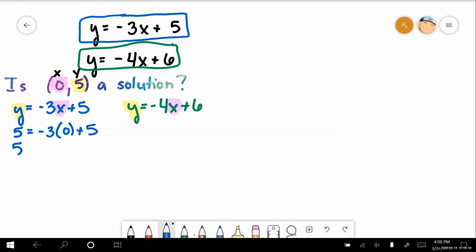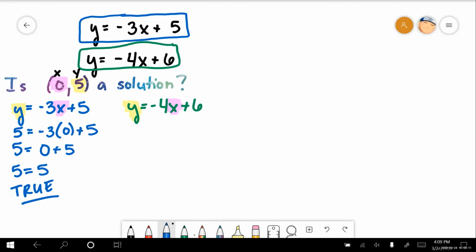Nothing's happening on the left, so that's just 5. Negative 3 times 0 is 0. 0 plus 5. So now I've got 5 equals 5. And I know from my training last semester that 5 equals 5 means true. So far, so good. This is a solution to one of the equations. Now the question is, is it a solution to both?